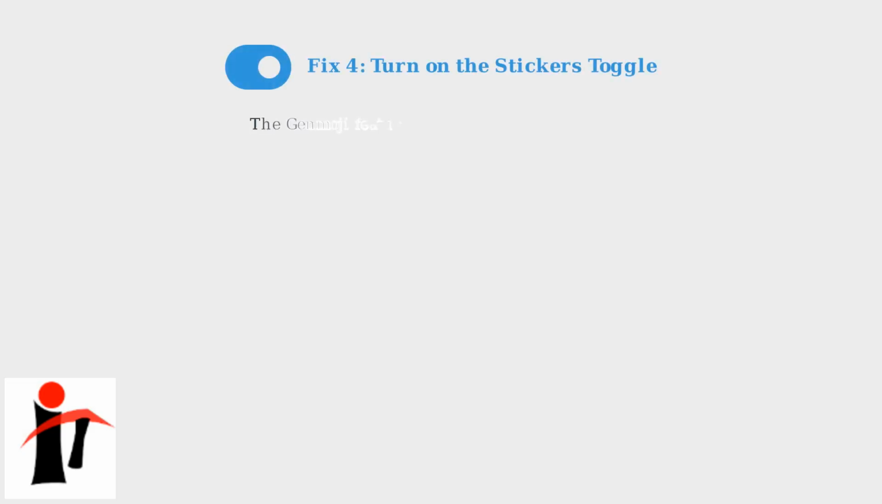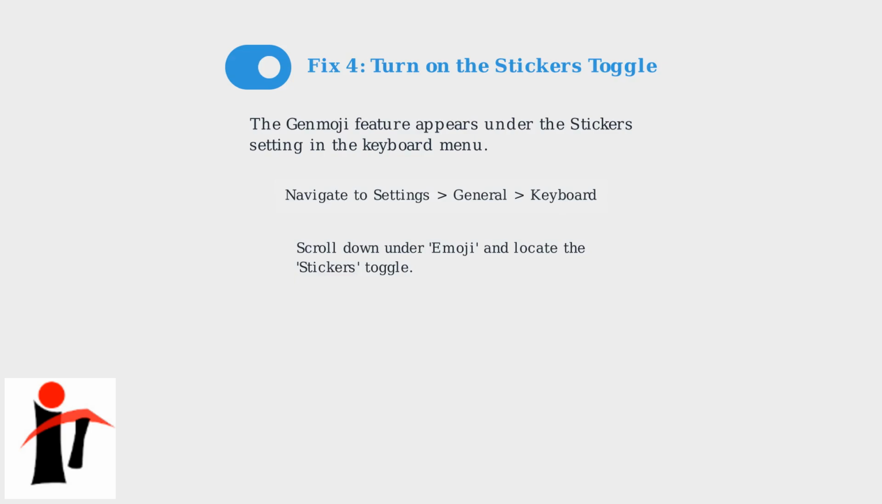The Genmoji feature is located under the Stickers setting in the keyboard menu. To enable it, navigate to Settings, then General, and select Keyboard. In the keyboard settings, scroll down to the Emoji section. You'll find the Stickers toggle there. The Stickers toggle controls whether Genmoji appears in the messaging keyboard. If it's off, Genmoji won't show up. Turn on the Stickers toggle. This setting allows the Genmoji feature to appear and be selectable, resolving the missing icon issue.